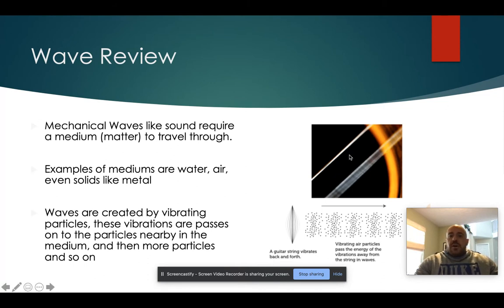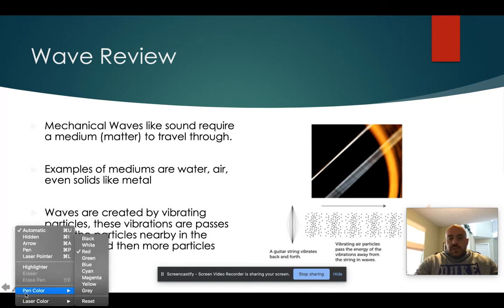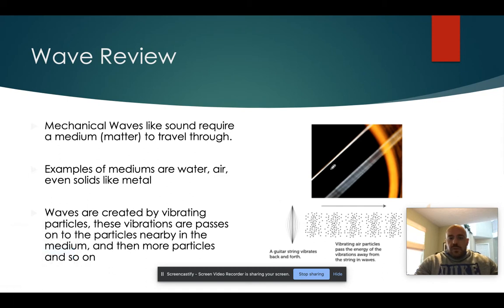this picture. The picture is of a guitar string being vibrated. And what happens when this is plucked, it shakes back and forth. And that hits the air molecules and starts them vibrating back and forth. And then it hits more air molecules and more and more and more. And eventually those hit your ear, and that's how you're able to hear.